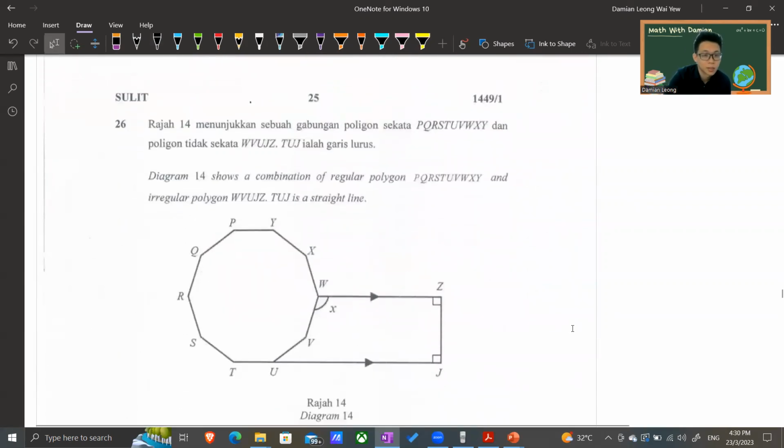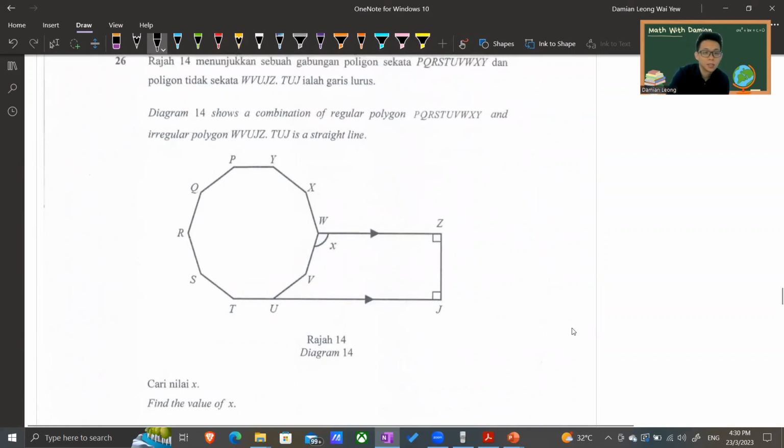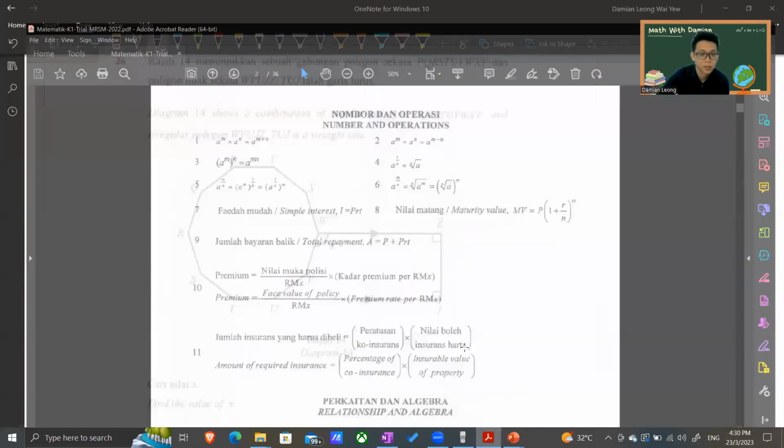Question 26. A combination of a regular polygon PQRSTUVWXY and an irregular polygon WVUJZ. TUJ is a straight line. This one is a straight line. So whenever there's a regular polygon, always find the interior angle first. Okay, always find the interior angle first.